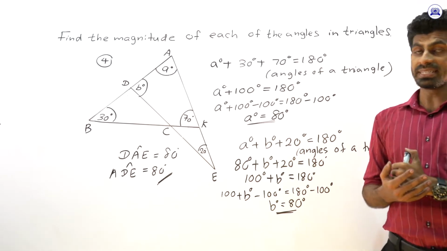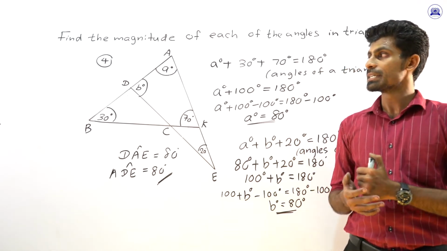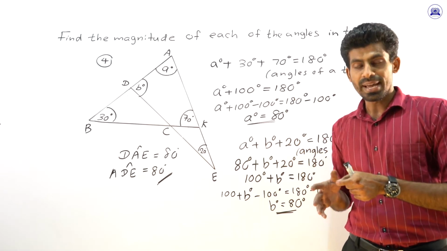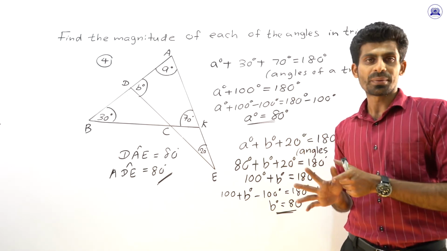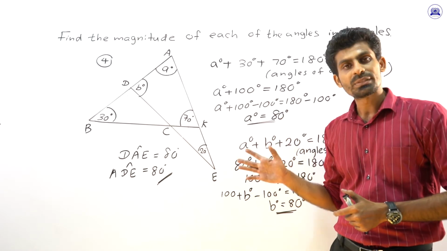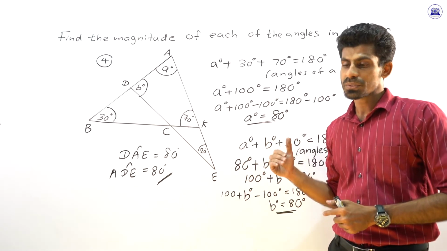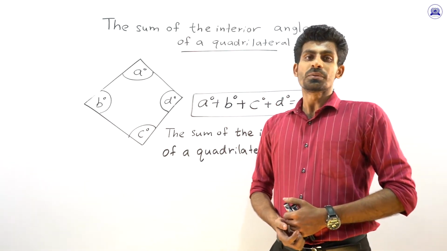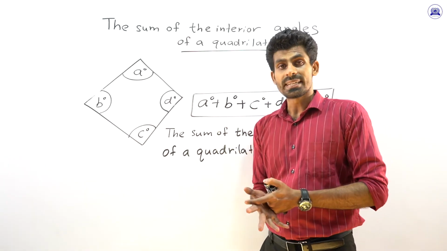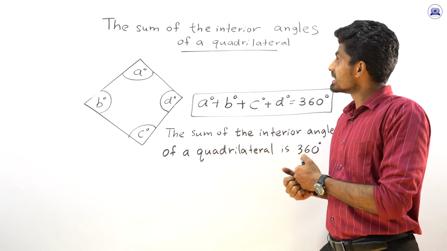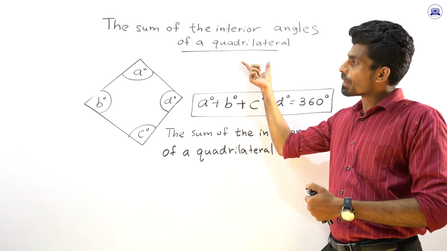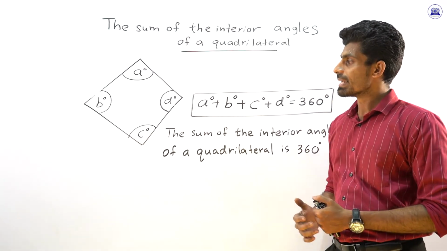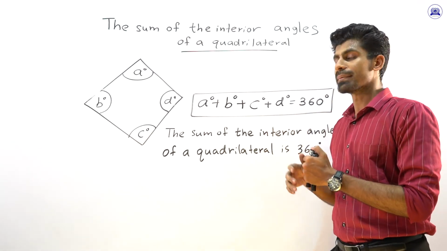The interior angles of the triangle. So what is the theorem? We have used the summation of the interior angles of a triangle is 180. I hope this one is very clear for you. Now let's move to the second theorem. So what is the second theorem? Sum of the interior angles of a quadrilateral is equal to 360.